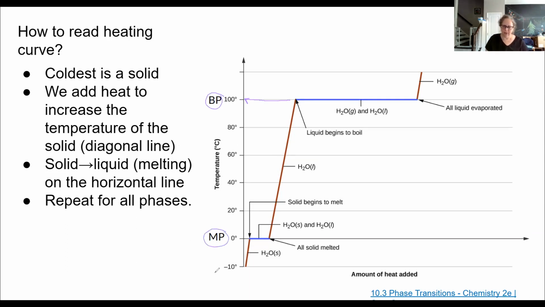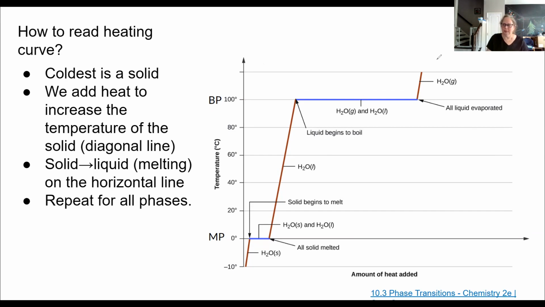So when you see those horizontal lines, the bottom horizontal line is always the melting point, regardless of where it is on the temperature scale. And the top horizontal line is going to be your boiling point. So that's how you can keep track of which thing is where.